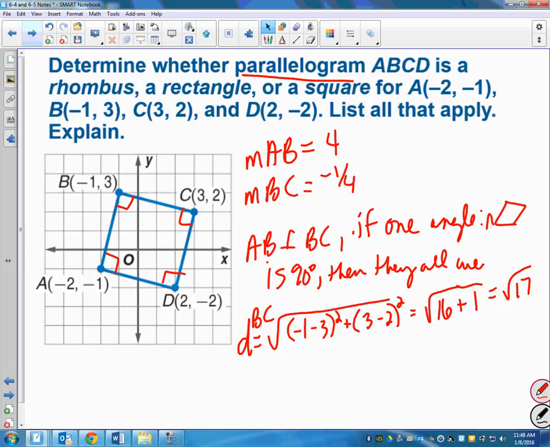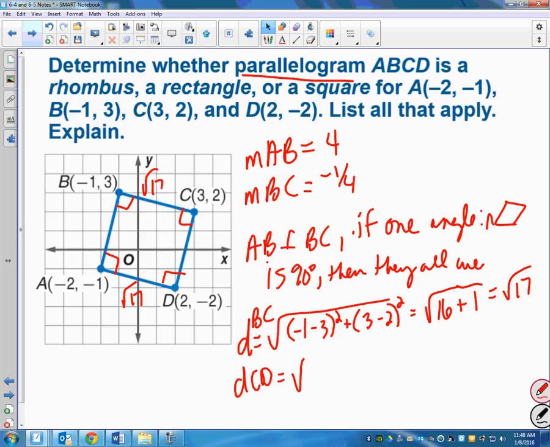So if this side is square root of 17, then I know that this is also the square root of 17, again, because they told me it was a parallelogram. If they didn't tell me it was a parallelogram, then I'd have to do a lot more work. So you just need to pick one of the other sides. So pick CD or BA, it doesn't matter. I'm going to pick CD.